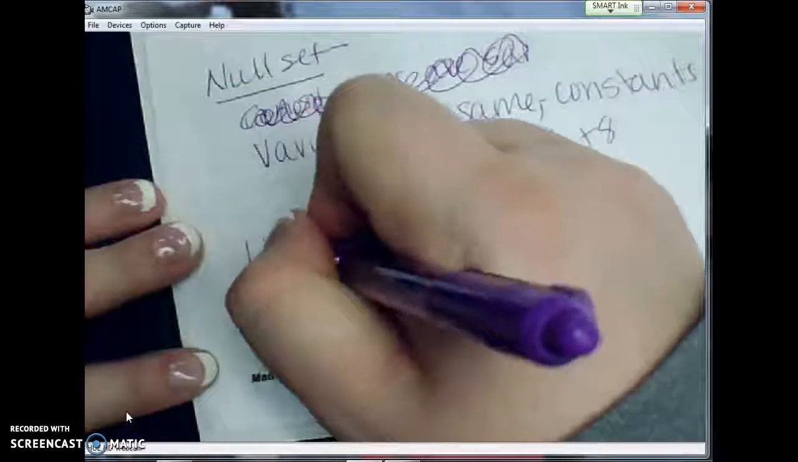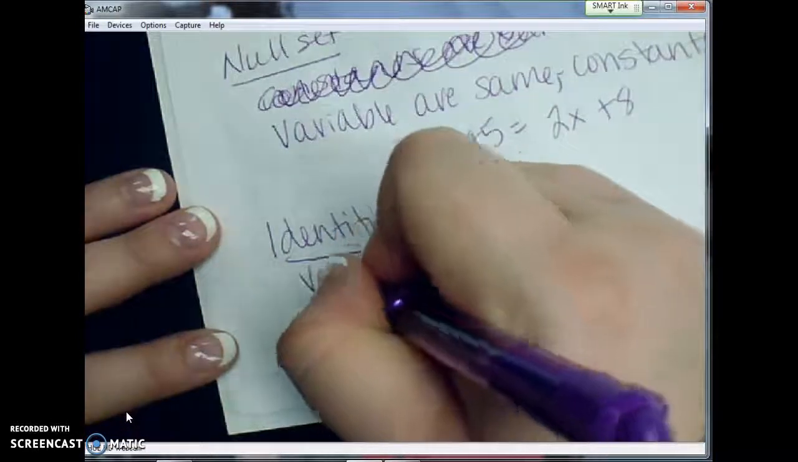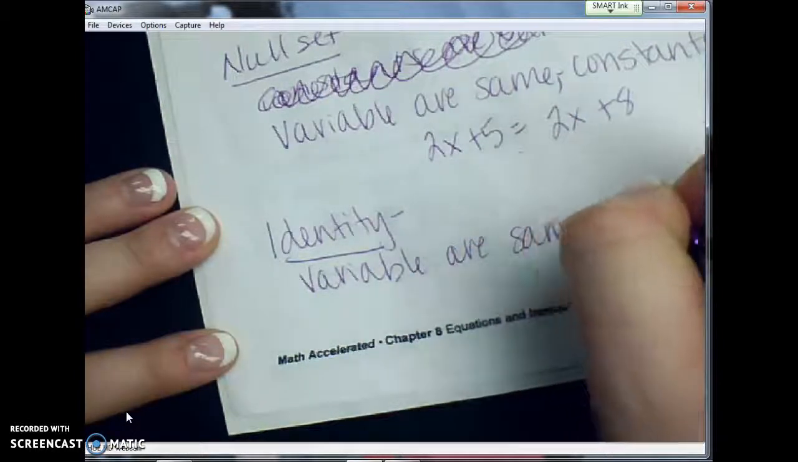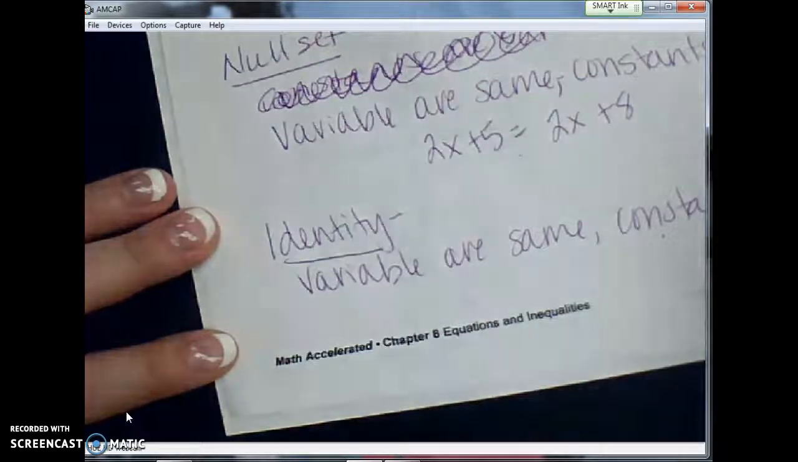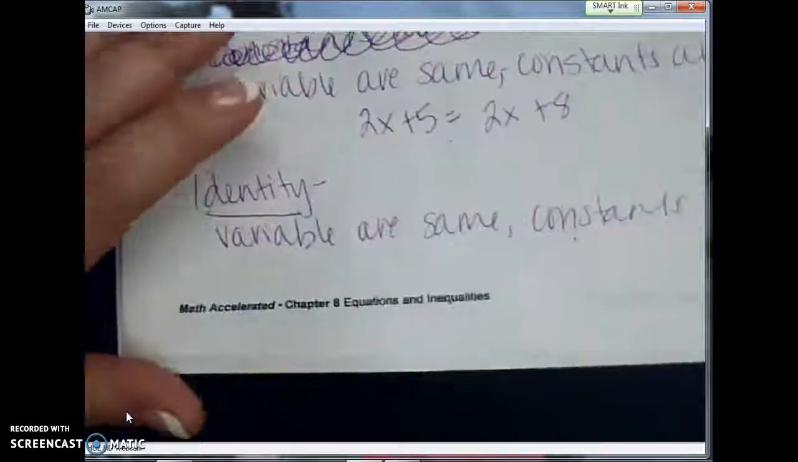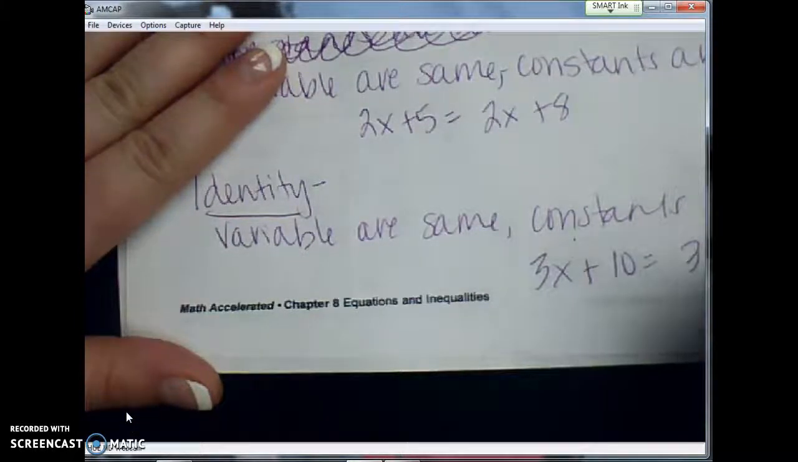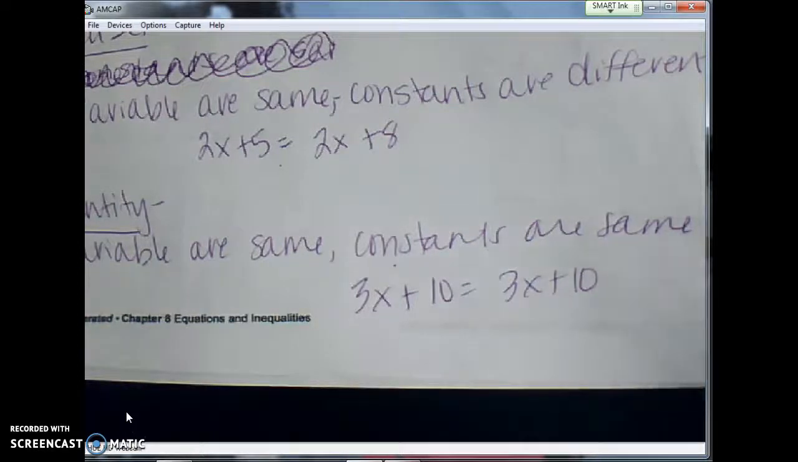Identity, the exact same thing on both sides. Variables are the same. Constants are the same. So I might have 3x plus 10 equals 3x plus 10. The exact same thing on both sides. That's the only difference, okay? If it says to write an equation with one solution, just write a simple two-step equation, okay?